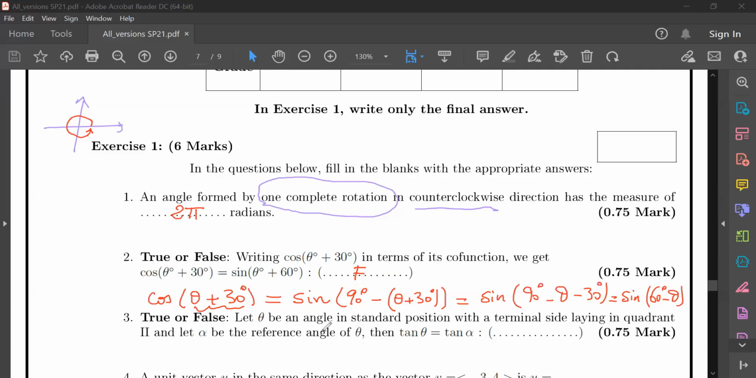True or false again. Let theta be an angle in standard position, terminal side lying in quadrant 2, in Q2. So we are in Q2, and we need tan theta. In Q2, we all know that All Students Take Calculus, but in Q2, tan theta is negative. So this is false, since tan theta, in this case, equals minus tan alpha. The minus is missing, so it's also false.